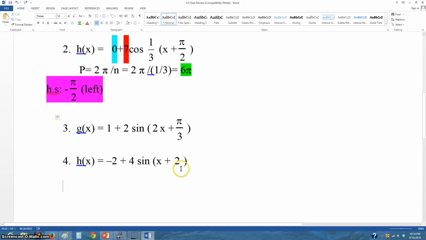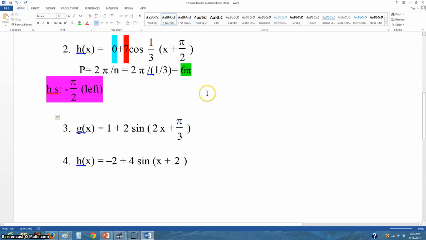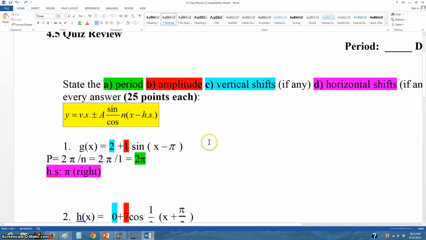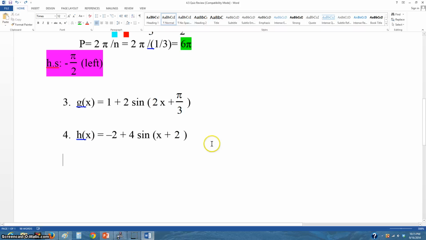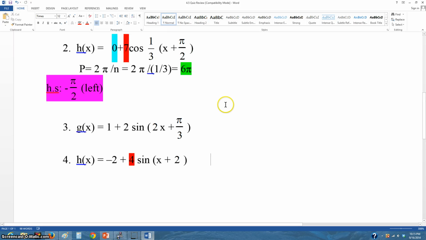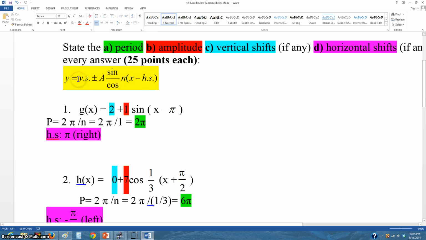Let's just go ahead and start labeling. Let's save that period for last. So let's do the amplitude. Amplitude is always in front of your trig, and it's always positive. So in this case, my amplitude is 4, and that will be color-coded red. The next part is your vertical shift. If you realize, here's your generic equation. Vertical shift is always separate from all the other junk.